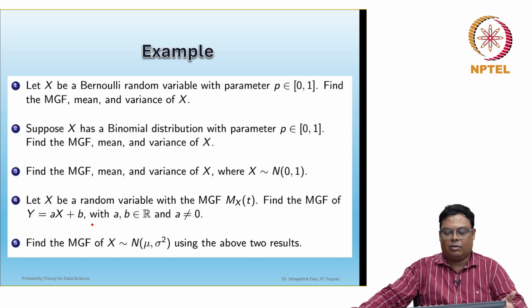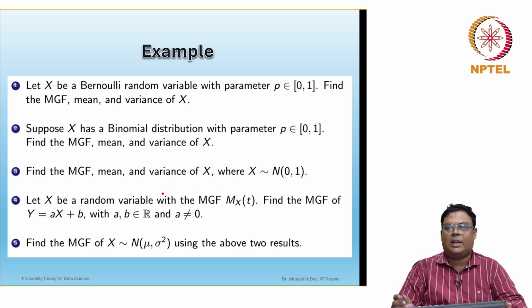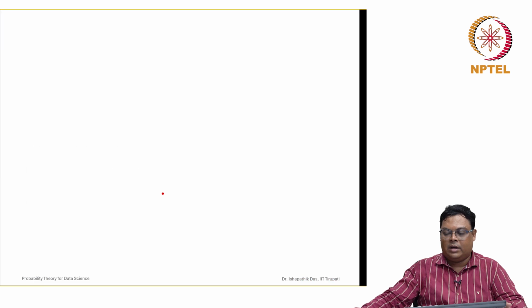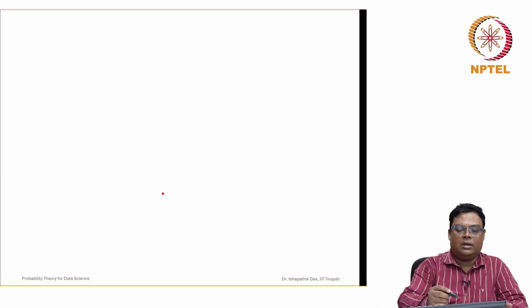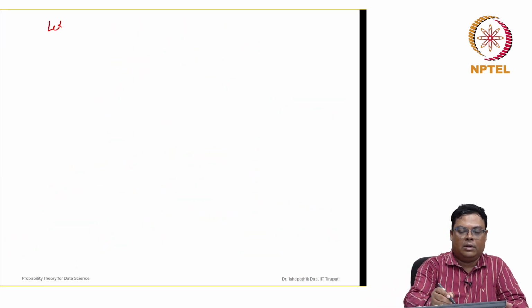So what we discussed were two examples, and those are discrete cases. Let us consider one continuous random variable. Find the moment generating function, mean and variance of x, where x is a normal 0 1 random variable. Let us do that. Let x be a normal 0 1.